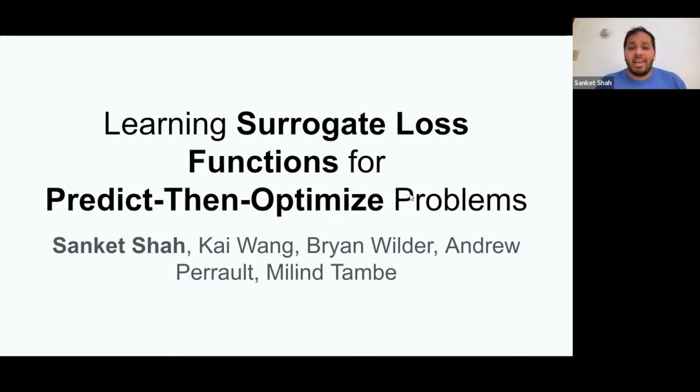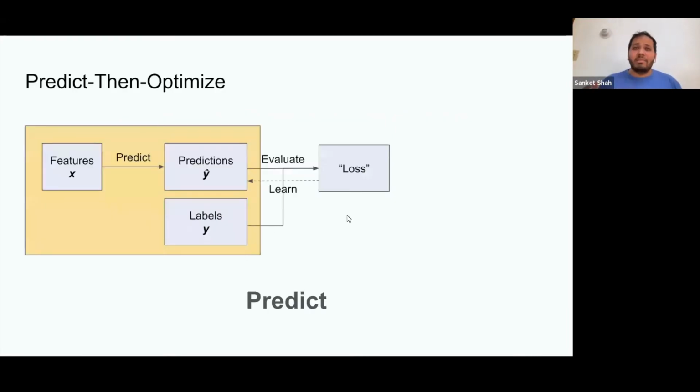Jumping right into it. What are predict and optimize problems? Predict and optimize is a framework for making decisions using machine learning. So specifically, first you do predict. You build a machine learning system which can, given features, make predictions about what the labels should be. And you train this on some sort of intermediate loss, and then you get a predictive model.